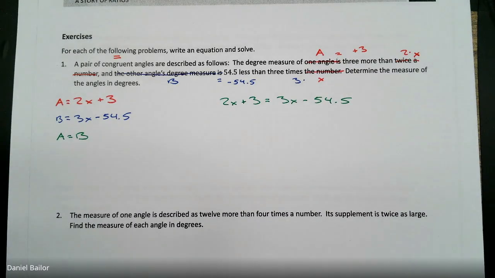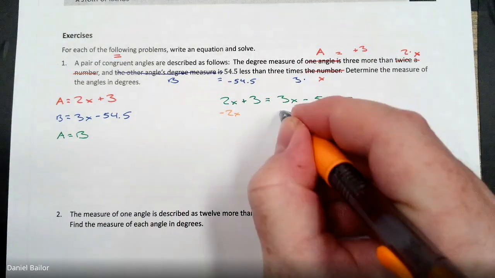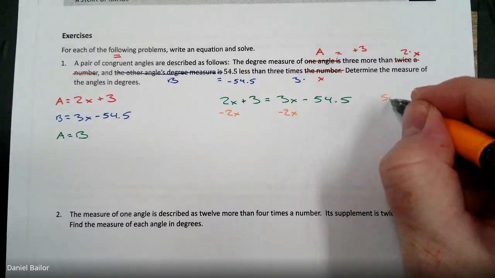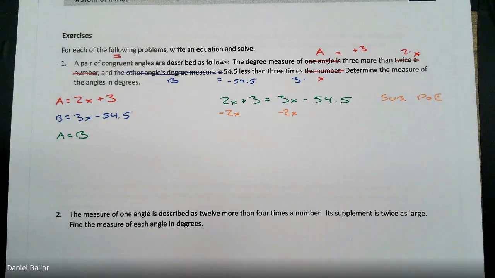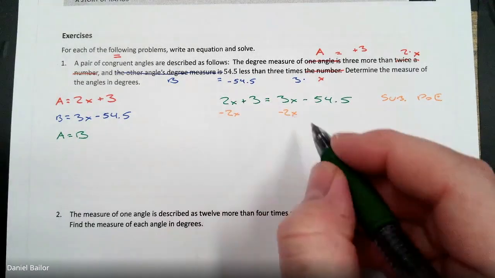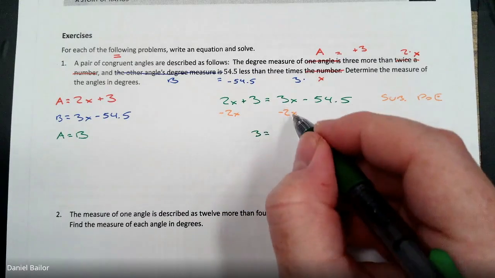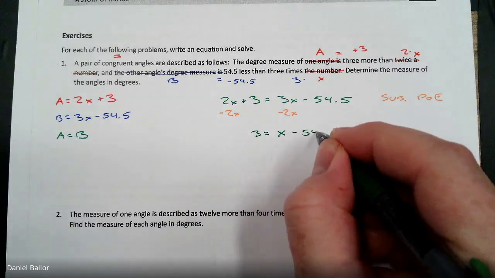So let's solve it. Let's use our properties and solve. The first thing I'm going to do to solve is subtract 2x from both sides. That is the subtraction property of equality right there. So that gives me 0 plus 3, which is just 3, and 3x minus 2x is 1x minus 54.5.